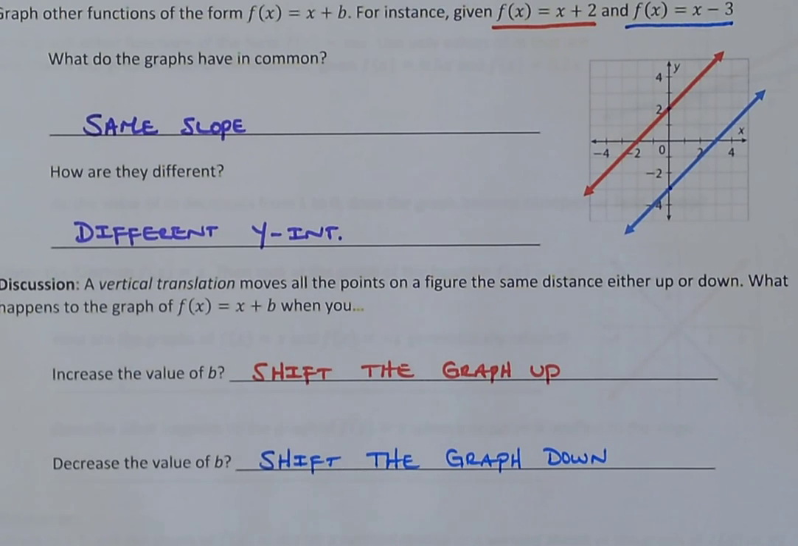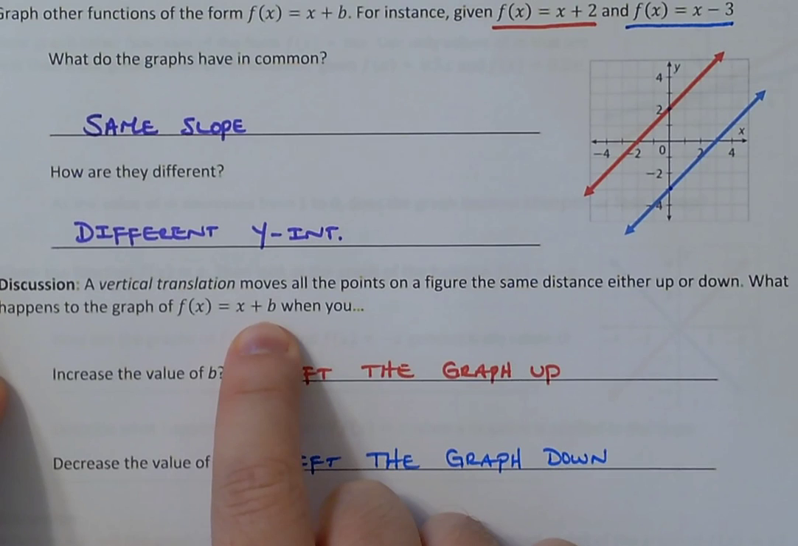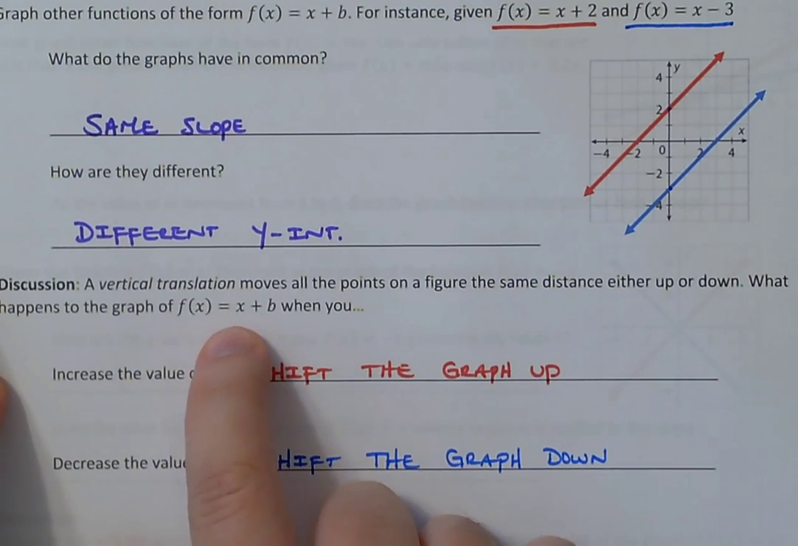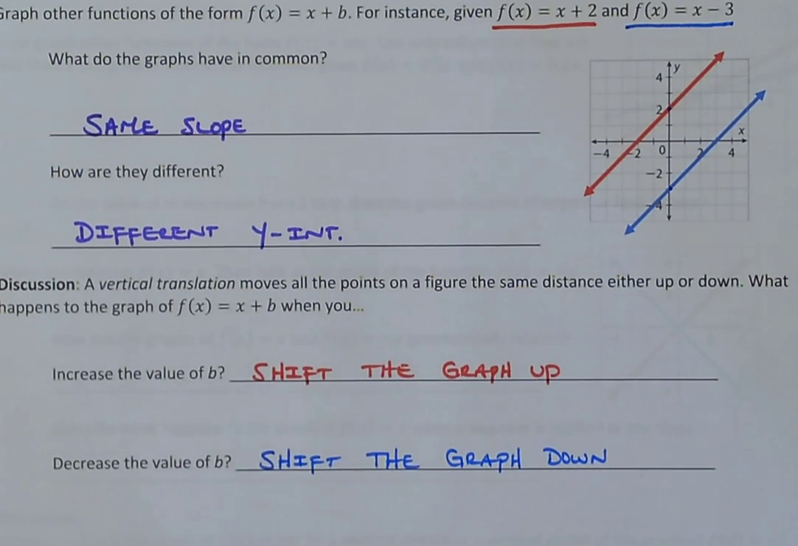Alright, so that's going to be the discussion on translations and what happens to a graph when you change the value of b at the end of the equation. Next, we're going to take a look at what happens when we change the value in front of x, our m value, and how changing the slope affects a graph.